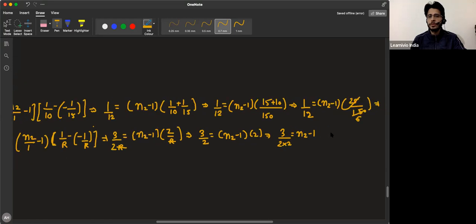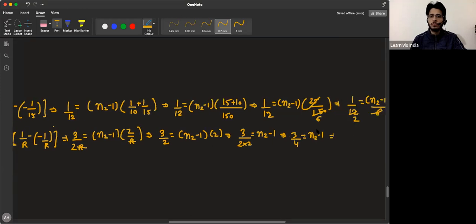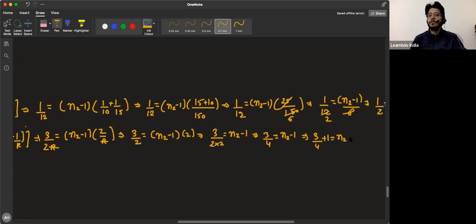So which means 3 by 4 is N2 minus 1. You can take this minus 1 to the left hand side and you will get 3 by 4 plus 1 is equal to N2. So 3 plus 4 is 7, which means 7 by 4 is N2. So this is N2, which is 7 by 4.